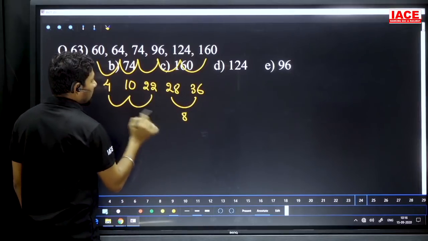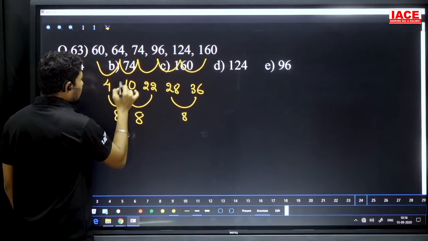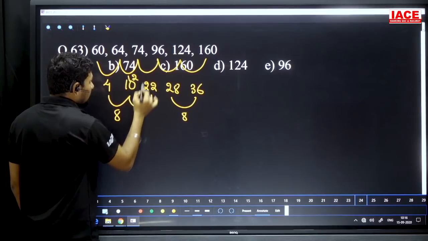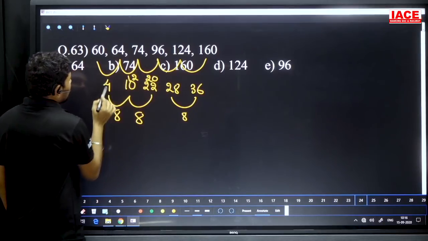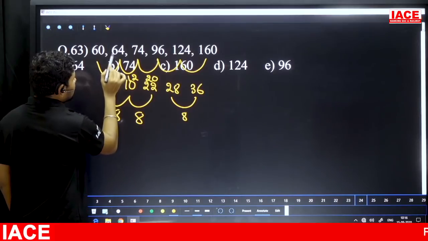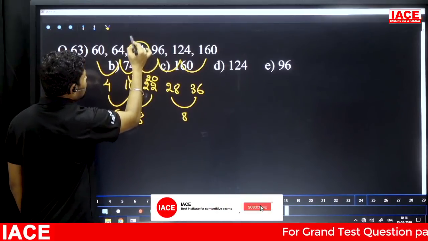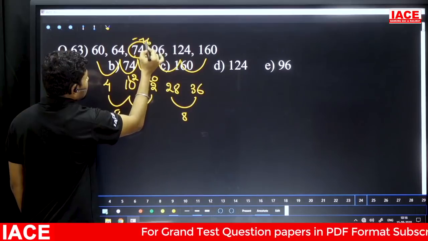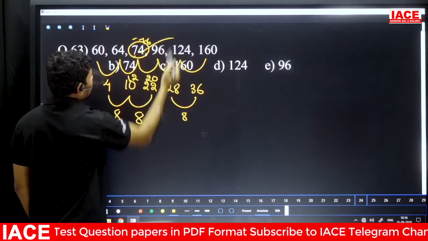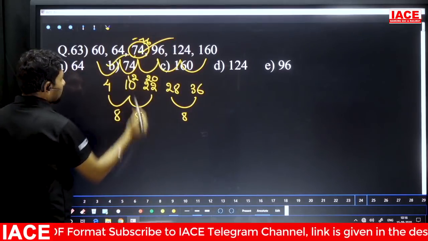Here also we should maintain a constant 8 and 8. 4 plus 8 is 12 and 12 plus 8 is 20. Then 60 plus 4 is 64, 64 plus 12 is 76, 76 plus 20 is equal to 96. Then the wrong number is what? 74. Option B.